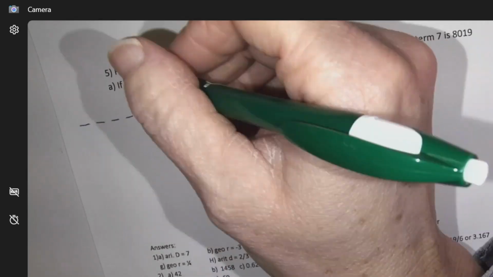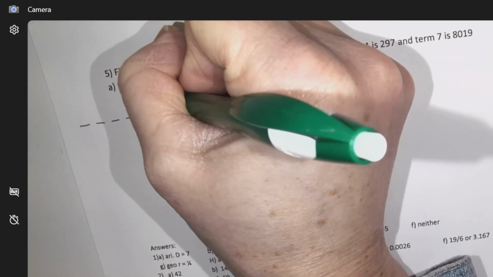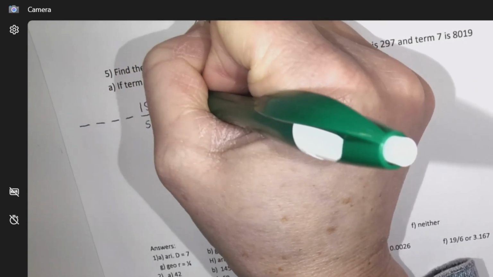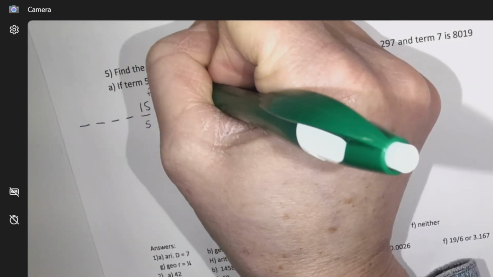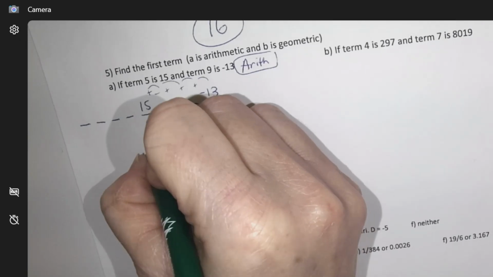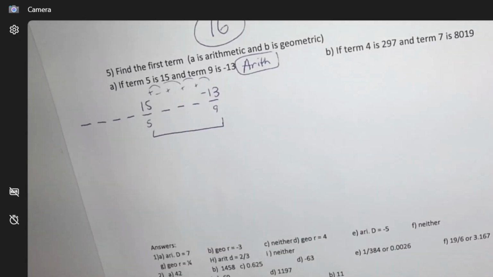Okay, so here's what I know. If it's arithmetic, I'm going to add something, add something, add something, add something. I can already tell you I'm adding a negative number, right? Because I am down, I'm lower. Okay, so here's what we can figure out. How much did you change from 15 to -13? What's that whole span going to be?